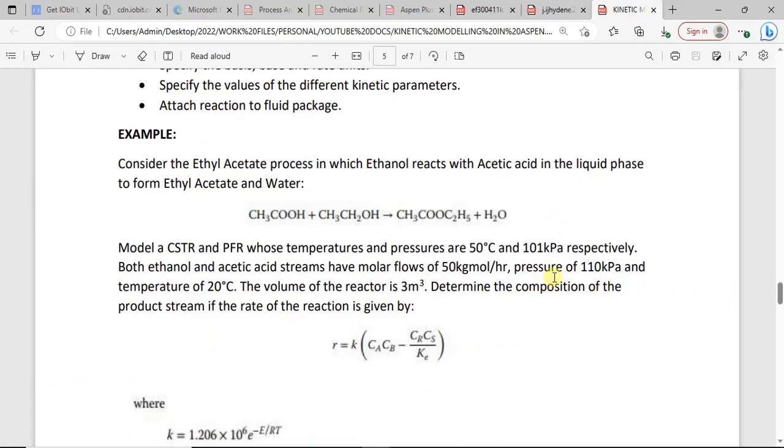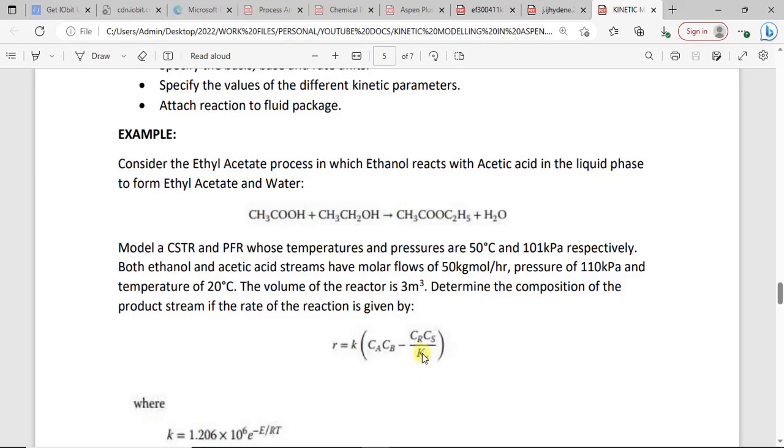So this is now the part where we actually model kinetics. We have this particular process and we want to model it, and this is actually the rate of the reaction. So you have R is equal to K into CaCb minus CrCs over Ke, where Ke is the equilibrium constant, like I earlier said.